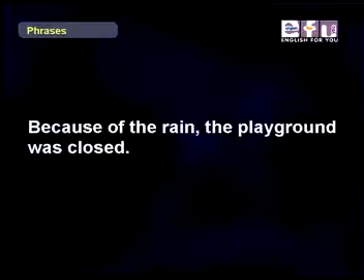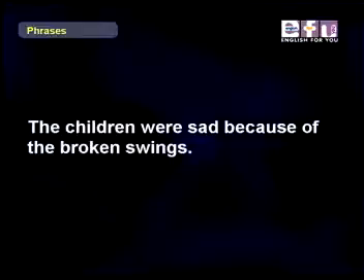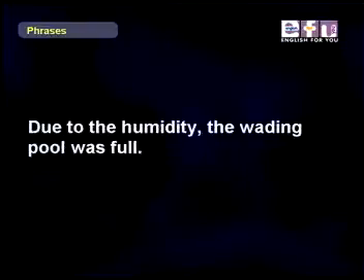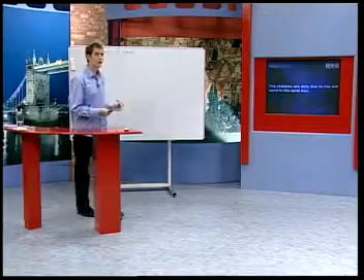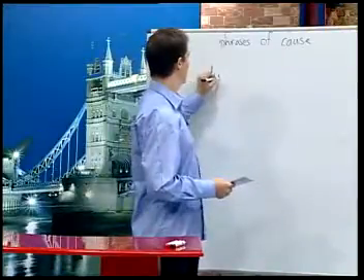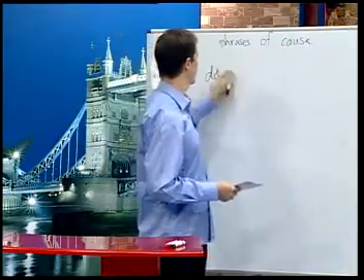Because of the rain, the playground was closed. The children were sad because of the broken swings. Due to the humidity, the wading pool was full. The children are dirty due to the wet sand in the sandbox. Due to and because of are phrases of cause.